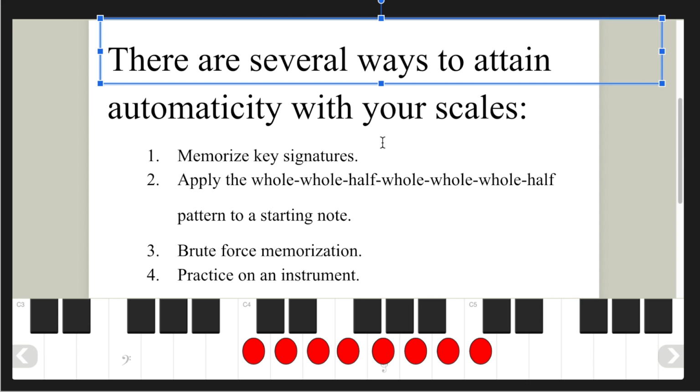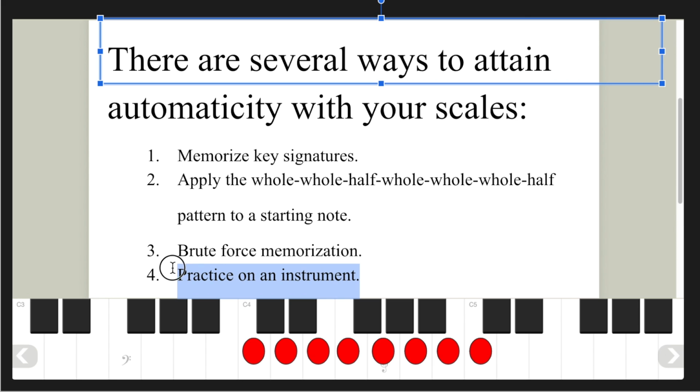Now, there are some different ways to do it. You can memorize the key signatures, right? That's why we're dialing around the circle of fifths. And we've been going somewhat gradually, starting with 1 sharp, 1 flat, and now we're up into 4 sharps or 4 flats. You can also apply this pattern that I just described to any starting note. And of course, if you are into brute force memorization, you can do that too.